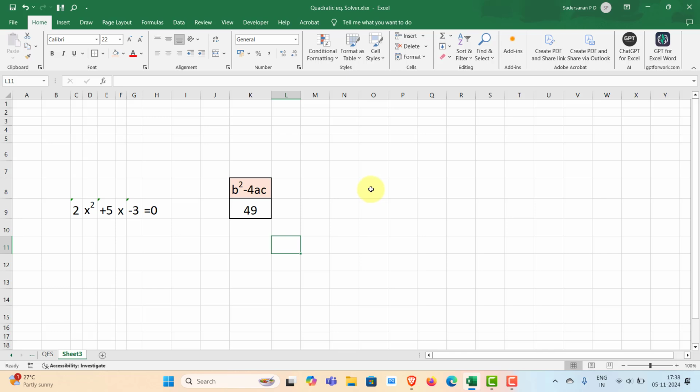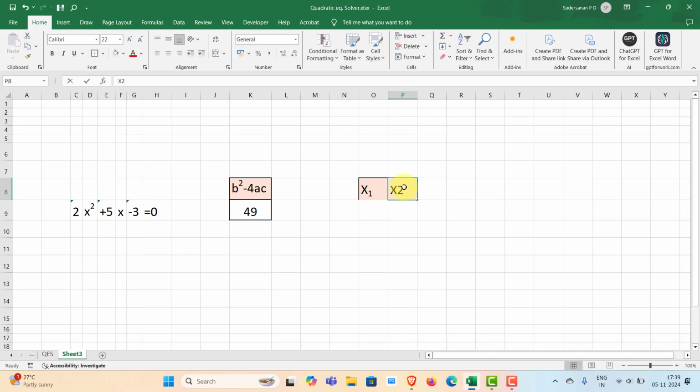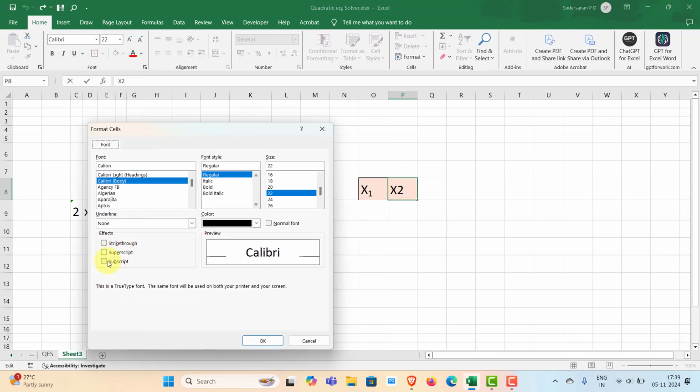So I'll calculate the roots here, x1 and x2. I'll format these cells. Okay, I'll make this one subscript. I'll also make this x2 a subscript.